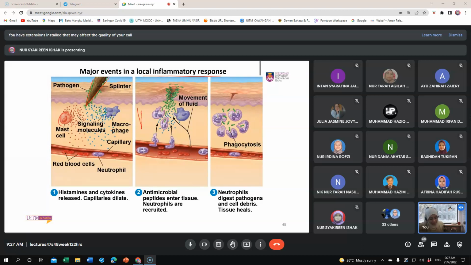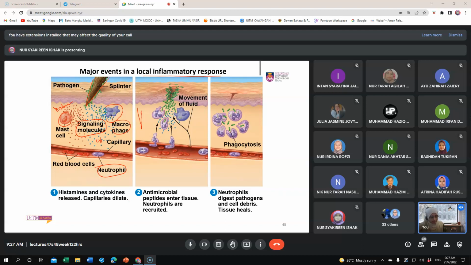to release histamine. Okay, so this is the signaling molecule. The red one is histamine released by the mast cell. Okay, and then another signaling molecule is also released by the macrophage and also by the neutrophil, which is the cytokine. The blue one is cytokine.